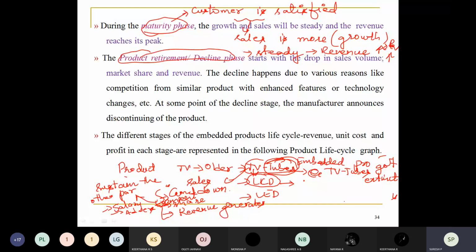Okay, so there is a declining stage. The product will go to the product retirement stage.